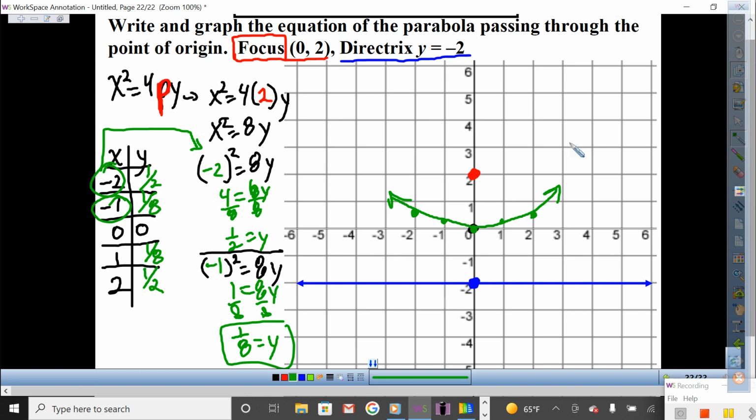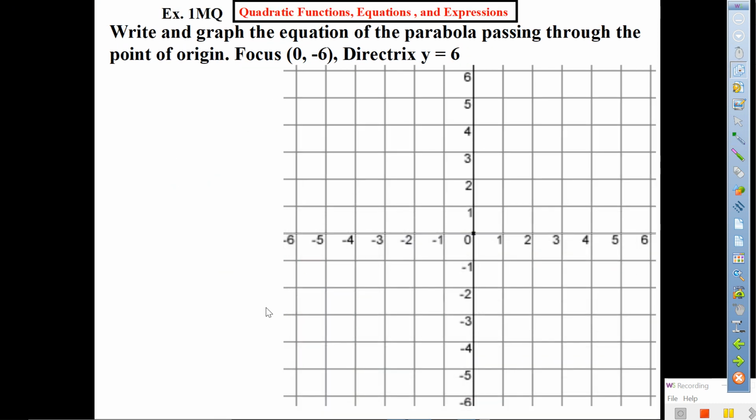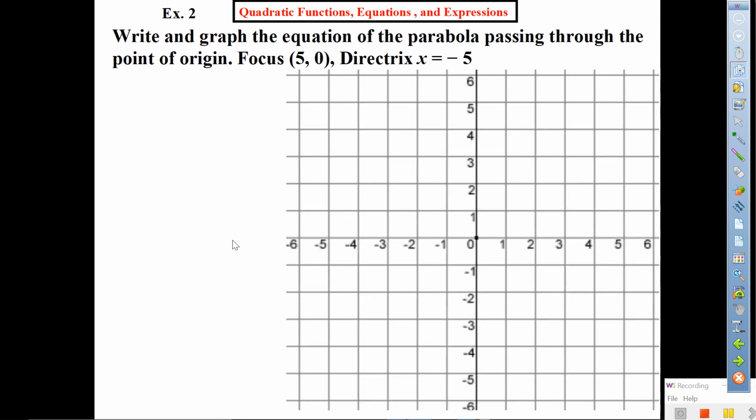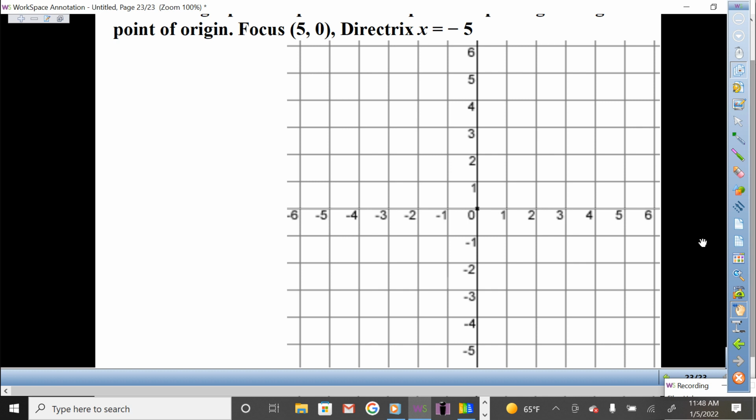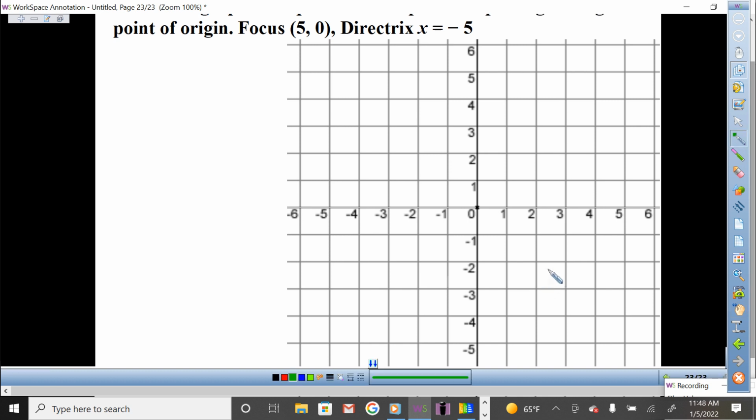Let's do one more. I know I'm going a little fast, but we need to finish up this next example. Go to the next graph. Copy this one. You don't have to copy all the instructions. Just write focus 5, 0 and directrix x equals -5. So, by looking at this directrix, tell your neighbor, what equation are you going to write in order to graph this one?